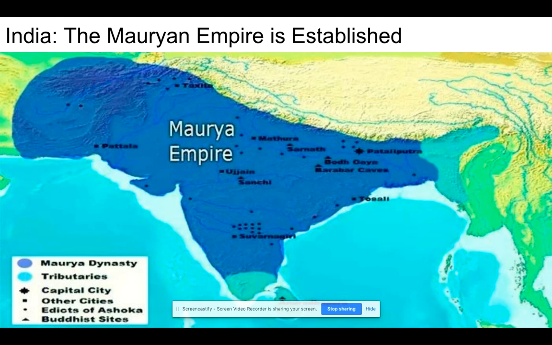And just to kind of set the stage for you guys, by 600 BC, almost 1,000 years after the Aryan migrations, many small kingdoms were scattered throughout India. In 326 BC, Alexander the Great brought the Indus Valley in the northwest under Macedonian control, but left almost immediately. Soon after, a great Indian military leader, Chandragupta Maurya, seized power. And here we're looking at the Mauryan Empire is established.